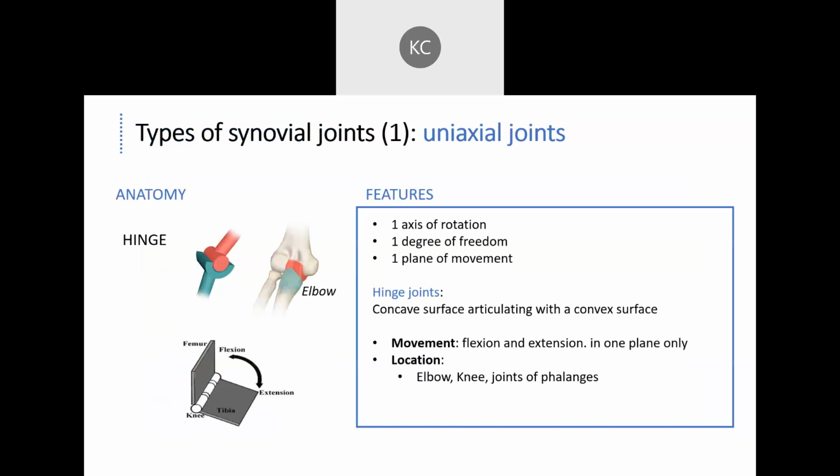So we said previously that the degree of freedom is the number of axes that a joint can pivot around or move around. And so in this case, you have 1, right? So a very good example of this is the elbow joint, right? The elbow joint is specifically a type of hinge joint, okay?